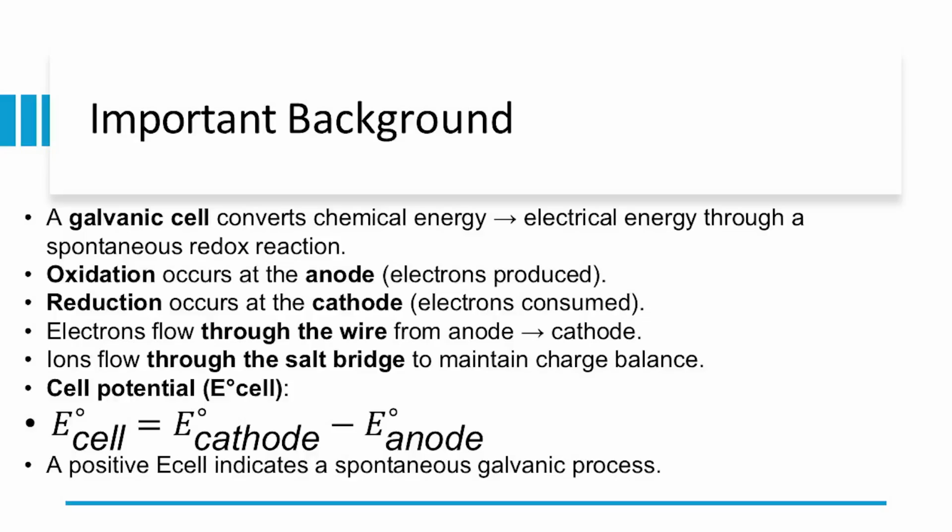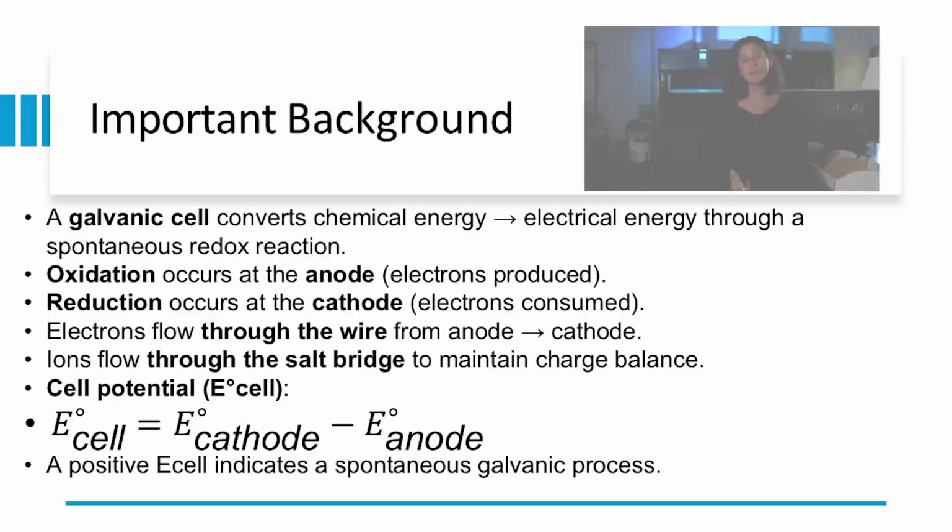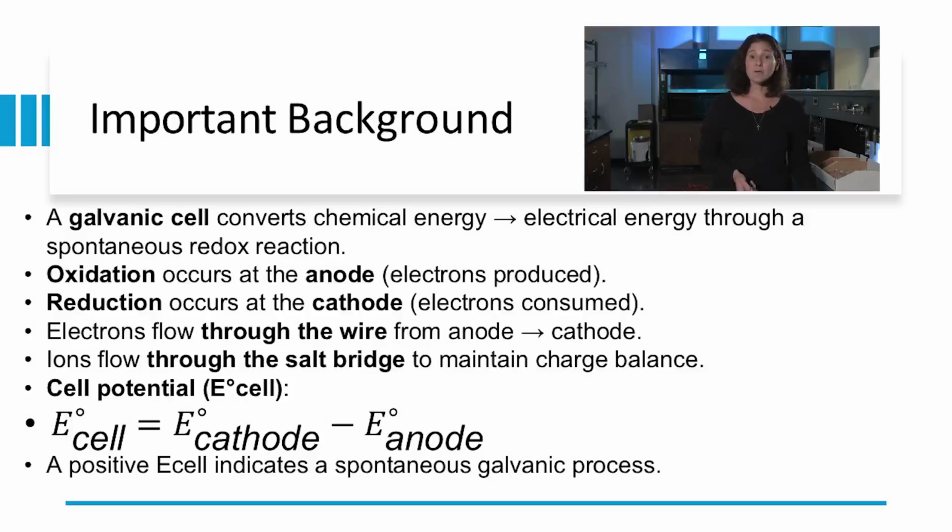So, a little background. What is a galvanic cell? A galvanic cell is something that converts the chemical energy of a reaction into electrical energy using a spontaneous reaction. Oxidation always occurs at the anode of our cell, and reduction is always going to occur at the cathode. An easy way to remember that is "an ox and red cat."